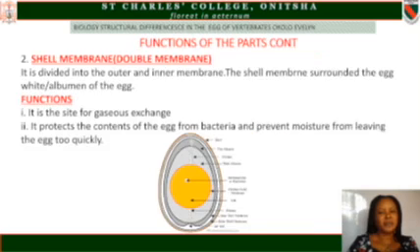Another part is shell membrane or double membrane. It is divided into the outer and the inner membrane. The shell membrane surrounds the egg white or albumin of the egg. Functions of the shell membrane: it is the site for gaseous exchange. Number 2, it protects the contents of the egg from bacteria and prevents moisture from leaving the egg too quickly.